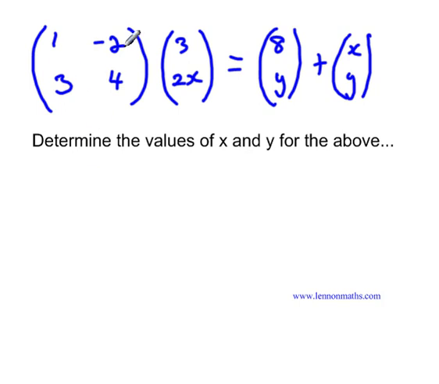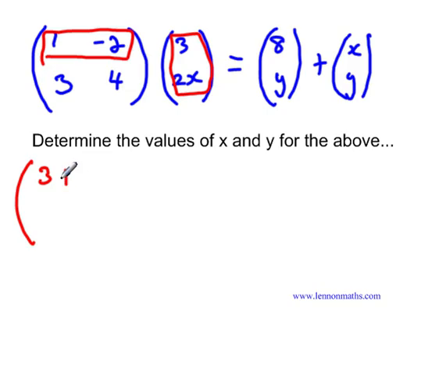Multiplying them, it will be 1 times 3. So remember, it has to be what? Row by column. Yes. And so entry by entry, corresponding entry by corresponding entry. So we're going to get what? 1 times 3, that's the first entry. 1 by 3, that's 3. Plus the second corresponding entries, negative 2 times 2x. That will give us negative 4x.